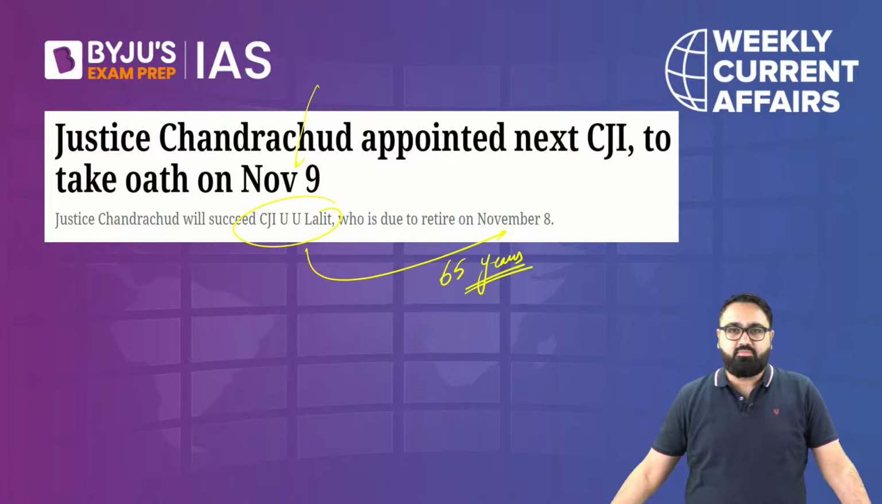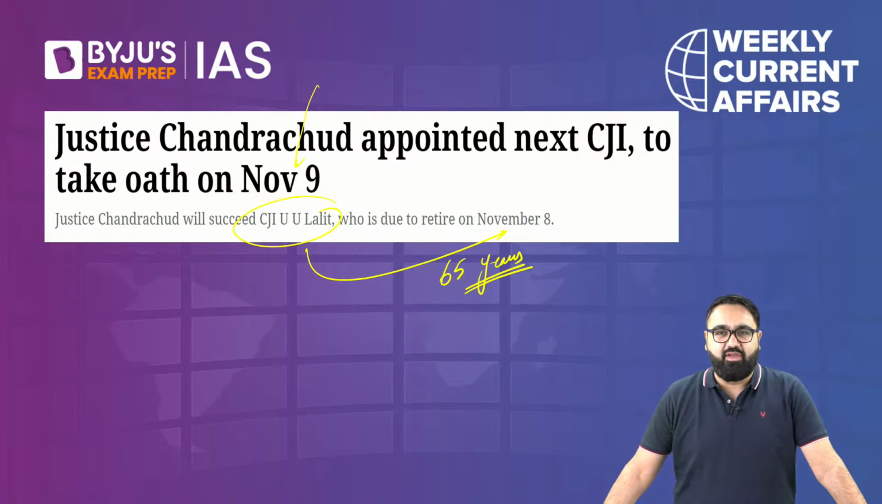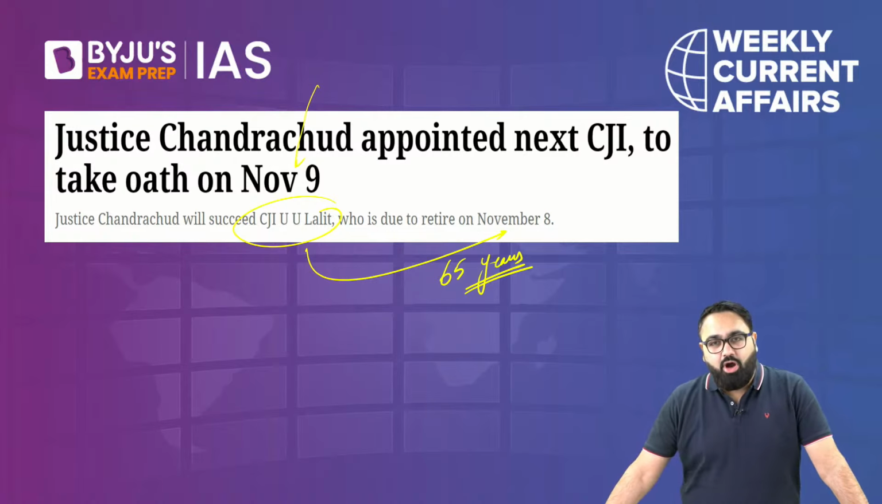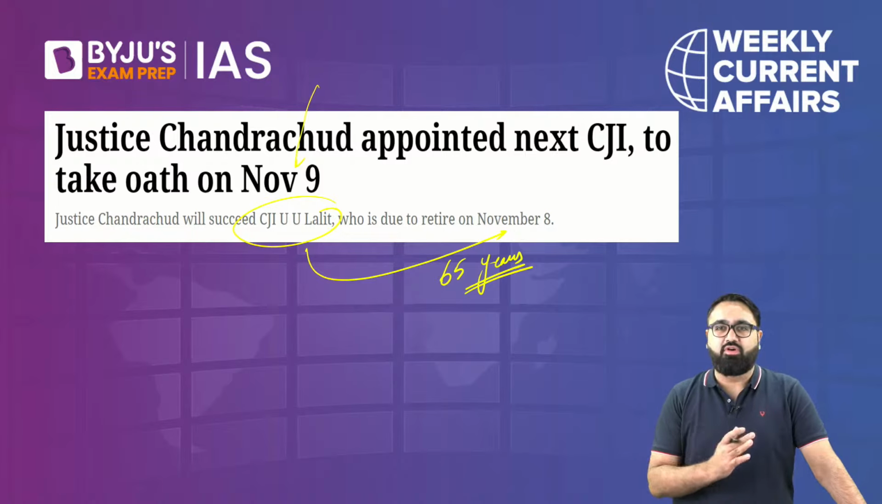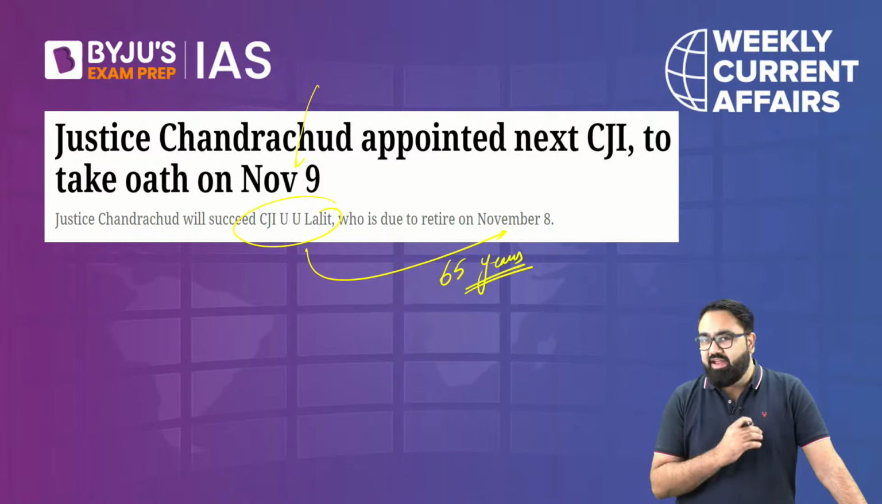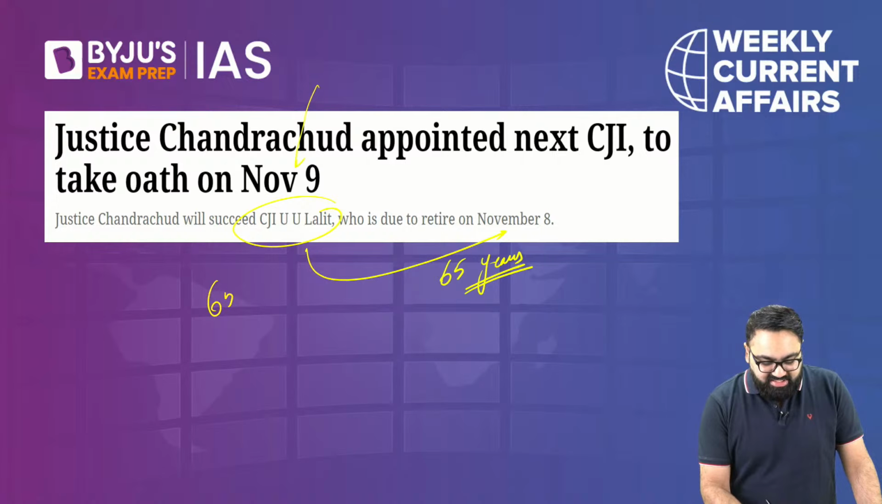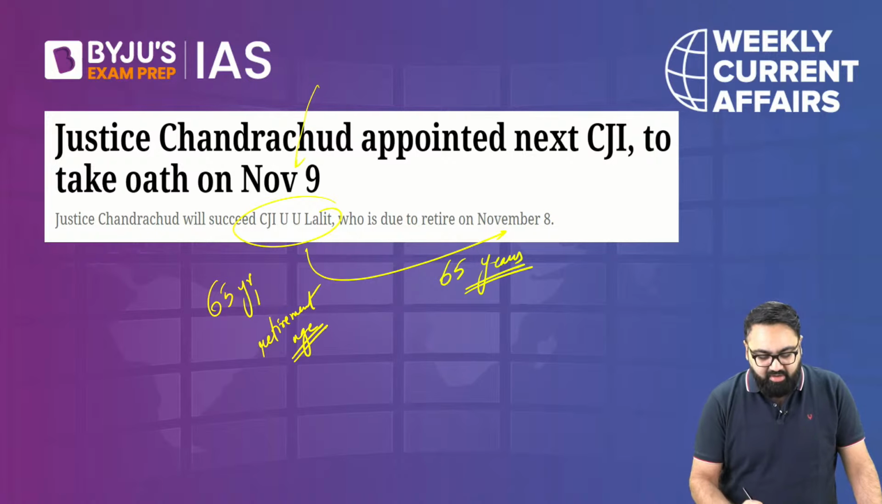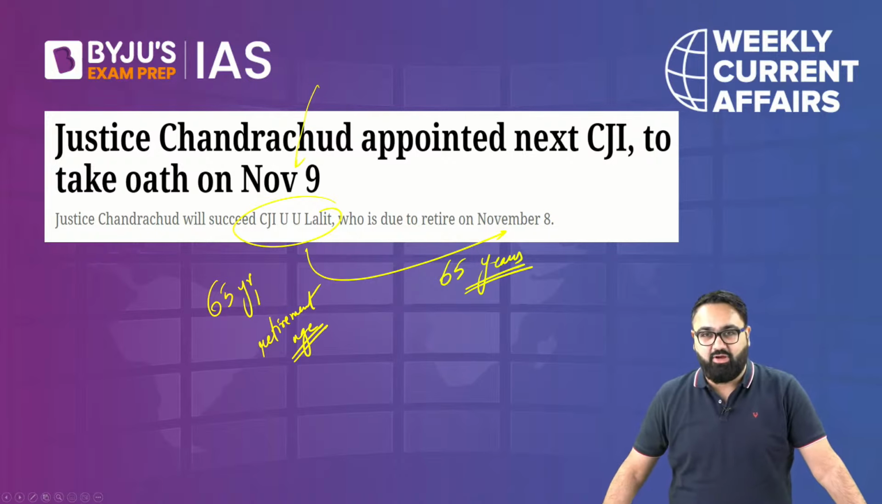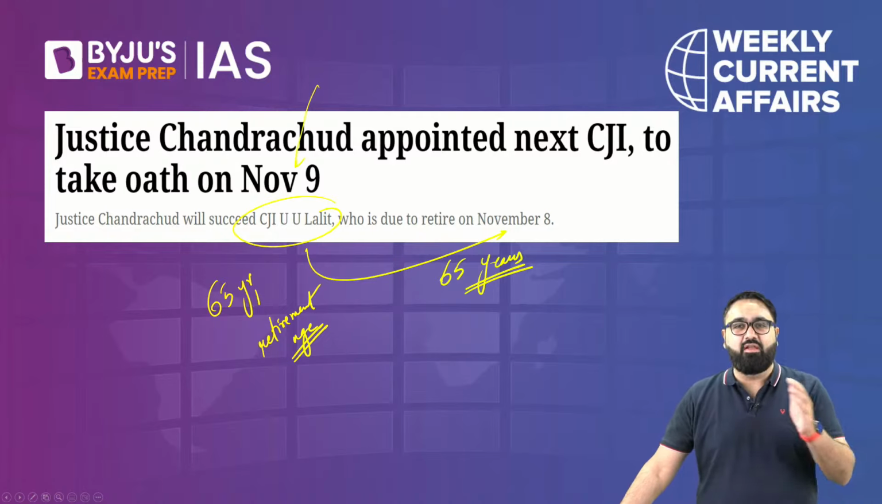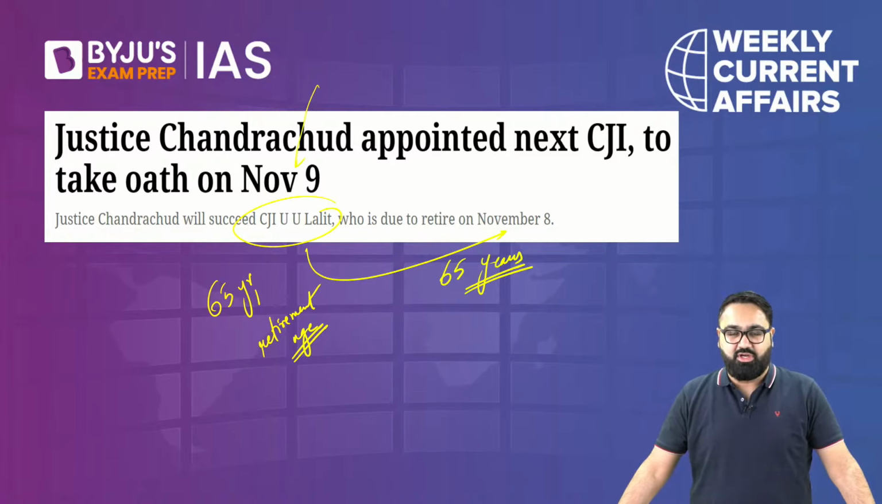Now, I'm sure all of you are very well aware, in India, we do not have any specific tenure for Supreme Court judges. We do not have any specific fixed tenure for the Chief Justice of India. What we have is just the retirement age. So as you know, 65 years is the retirement age for the Supreme Court judges. So Justice U.U. Lalit will become 65 years old on 8th of November, and that is why he will vacate this particular position. And that is when we will have the next Chief Justice.